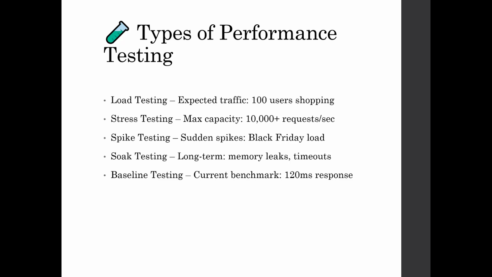Is our system designed to be able to handle that? Or what happens if we do? Spike testing is what happens when we get sudden bursts of traffic, that viral post or Black Friday traffic. What happens when we normally have a reasonable amount of traffic that we've planned for, but suddenly we get those 10,000 requests all of a sudden?